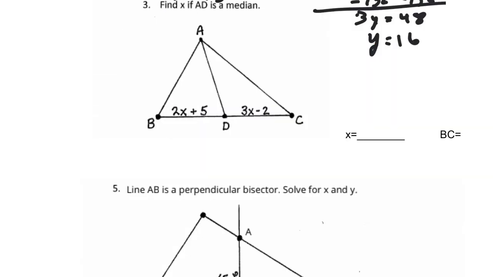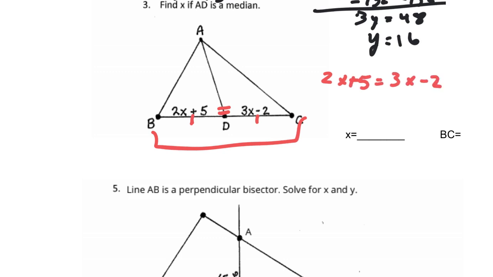Okay, number 3 says that AD is the median. So the median is going to cut this in half. It's cutting BC in half. So that means that BD is equal to DC. So the way that I'd solve this, 2x plus 5 is equal to 3x minus 2. Okay, and I'm going to subtract 2x from both sides because I want a positive x. You could have gone the other way. It doesn't matter.